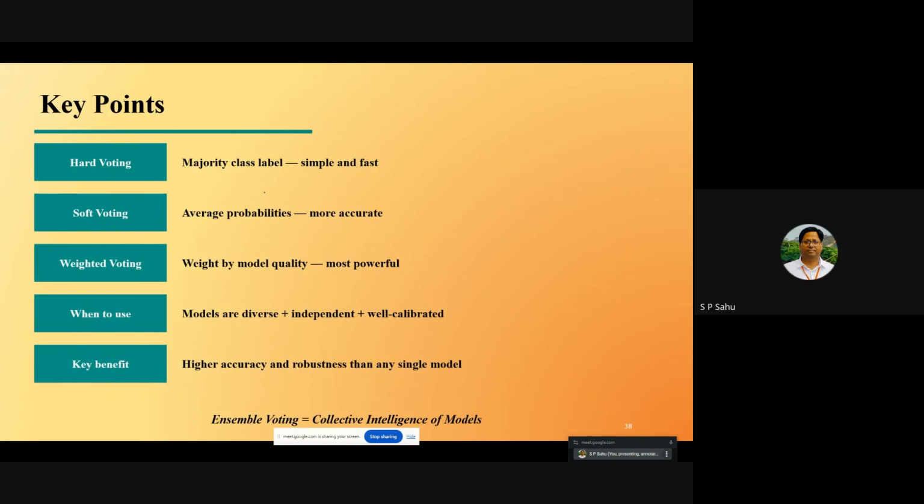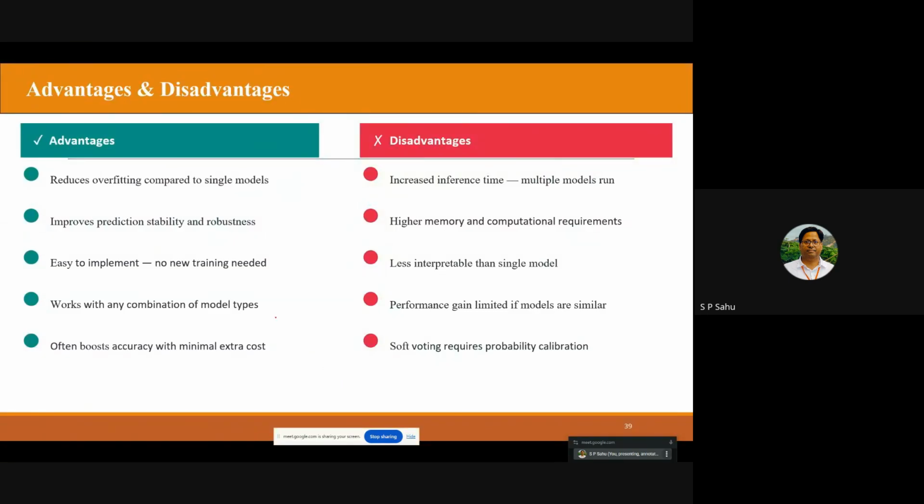So these are the key points. Simple and fast majority soft voting is sometimes accurate, but sometimes it takes time. Weighting by model quality is most powerful. When to use: when the models are diverse, independent, and well calibrated, giving higher accuracy and robustness than any single method. So it is the collective intelligence of the models, the wisdom of the crowd. Advantages: it reduces overfitting, improves prediction stability, is easy to implement, works with any combination of models and data, and often boosts accuracy. But what are the disadvantages? Increased inference time, higher computational complexity, less interpretable than a single model, and performance gain is limited if the models are similar.